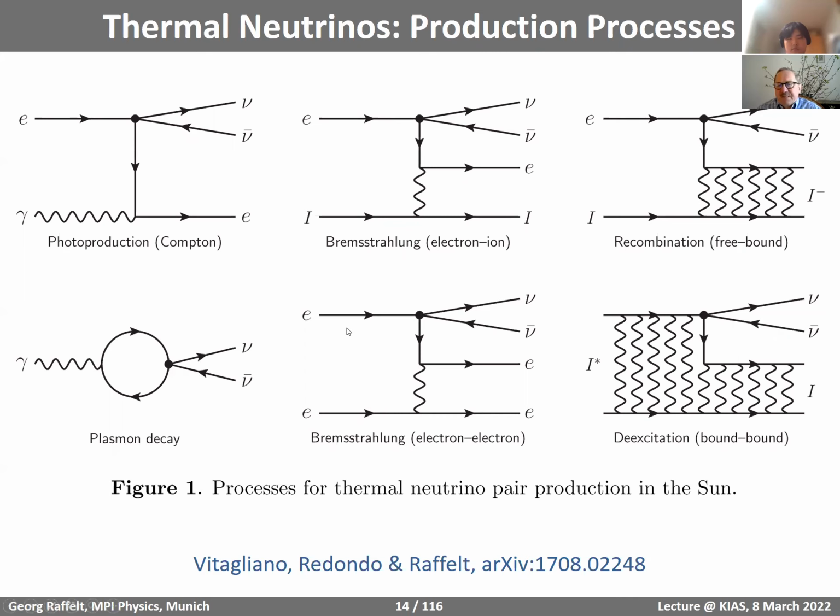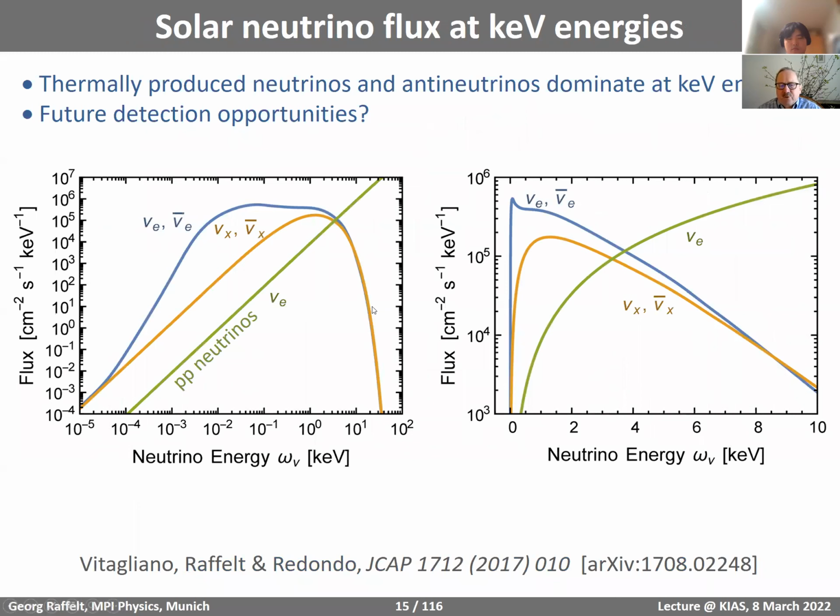Now, in the case of the sun, these would have keV energies, kiloelectronvolt energies, and have not been measured. Nevertheless, the spectrum is very interesting and can be calculated. So here's the calculation by our group a little while ago in the PhD thesis of Edoardo Vitagliano. And what you're seeing here is the spectrum of thermal neutrinos from the sun in the keV range as against the long tail of the pp neutrinos, the nuclear neutrinos from the sun. So they stick out above the nuclear neutrinos.